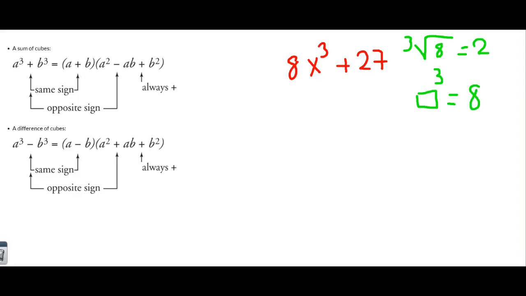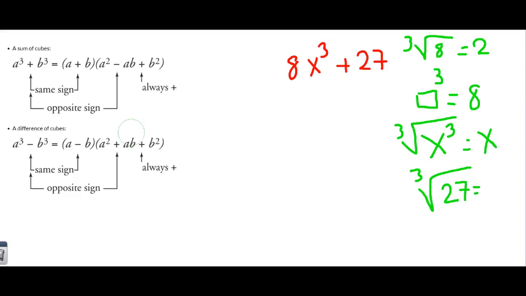Now, what is the cubic root of x cubed? The answer is x, because x times x is x squared, times x is x cubed. What is the cubic root of 27? Again, that means which base to the power 3 is 27? The answer is 3, because 3 times 3 is 9, times 3 is 27.